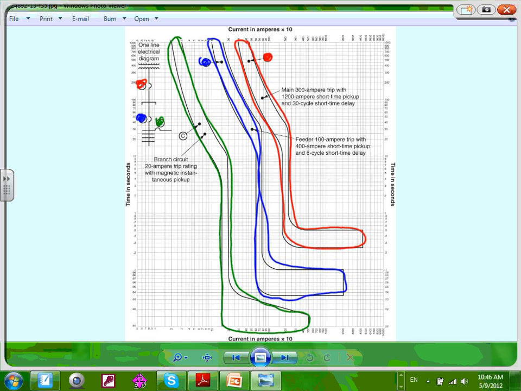This is what you're going to see tomorrow when we do SKM. You're going to see literally color-coded curves like this. They don't overlap, fully coordinated. They overlap, they don't coordinate. Any question, guys?